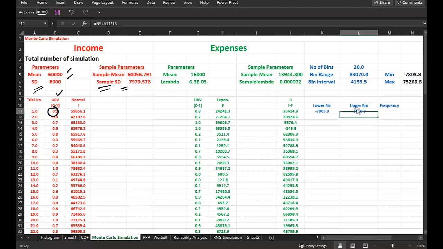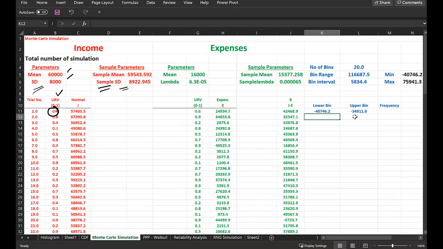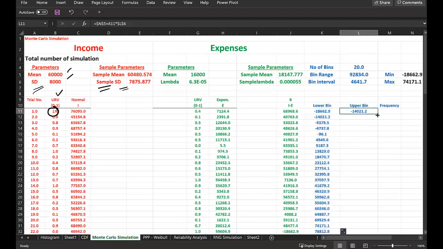In this case again we have to freeze the minimum value, that is N5, and we also have to freeze this L. Similarly, this contains N5, so we also have to freeze this N5. Now my first bin is from minus 40,746 to negative 34,991. Similarly, we can find all the lower bins and all the upper bins.